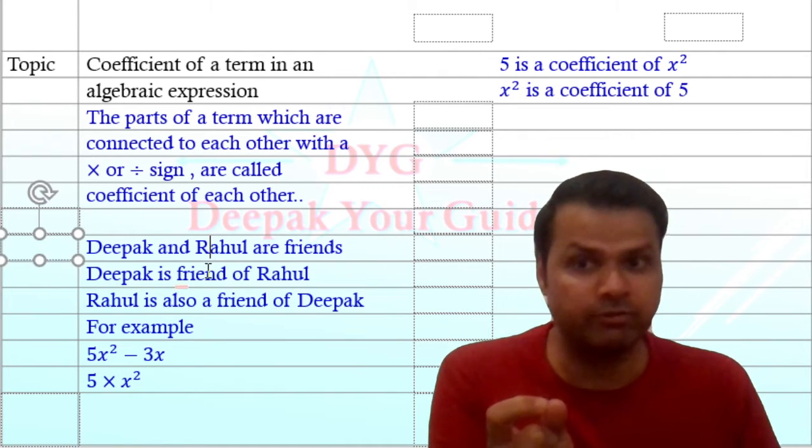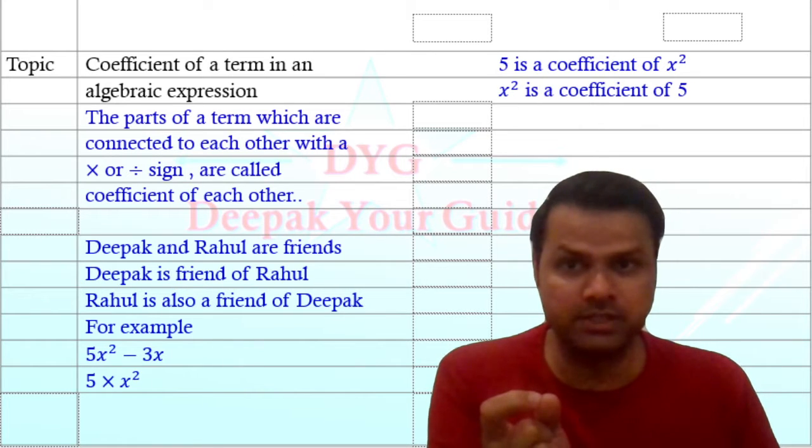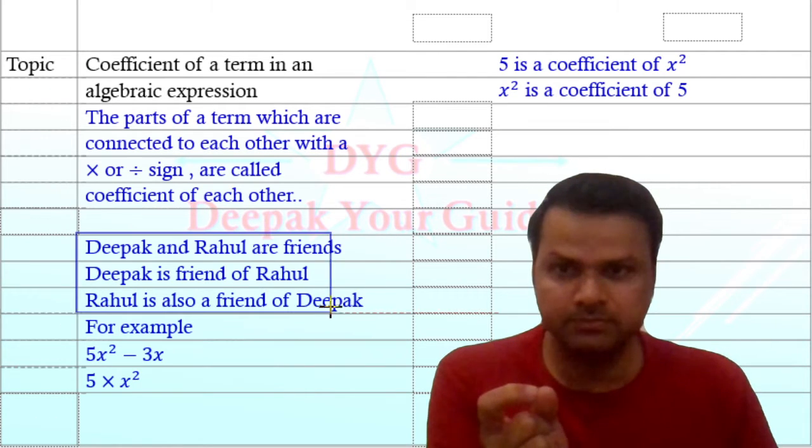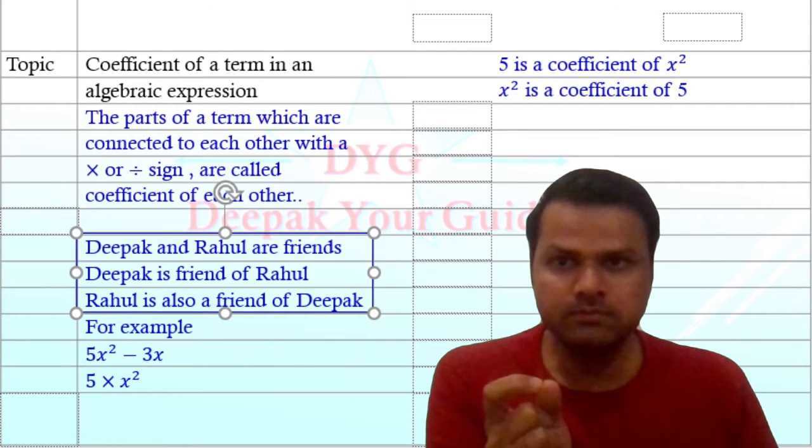Remember this example of friendship which I gave. Let me just write this in the box. This part is just for the explanation, so you can remember it.